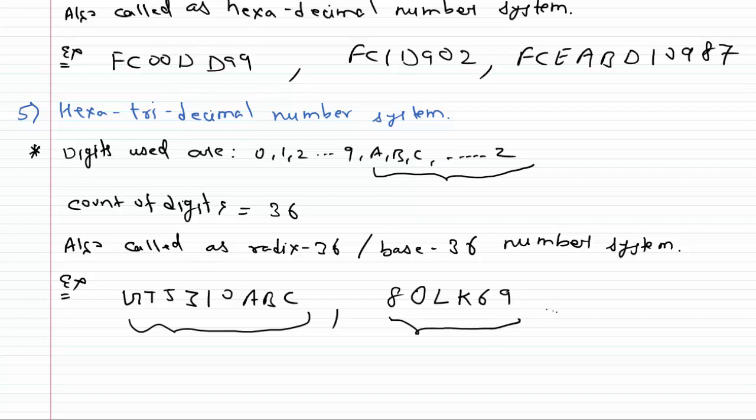Now one general question that can come to our mind is, can we convert the binary number system to the decimal number system or vice versa? So the answer is yes, we can convert one number system to any other number system.